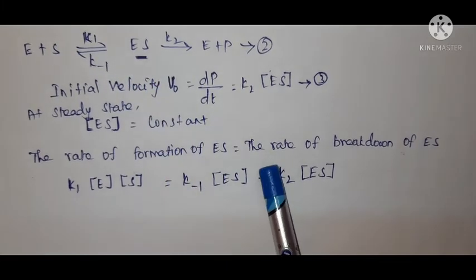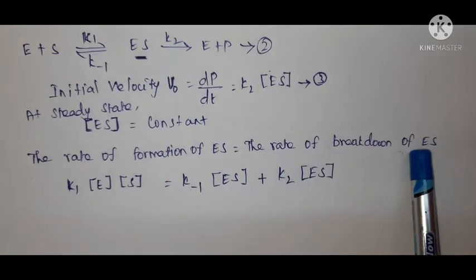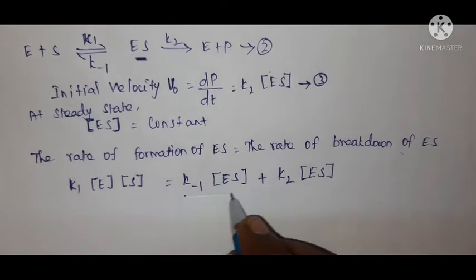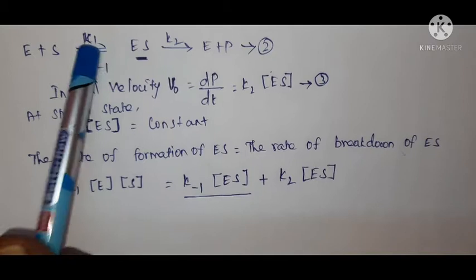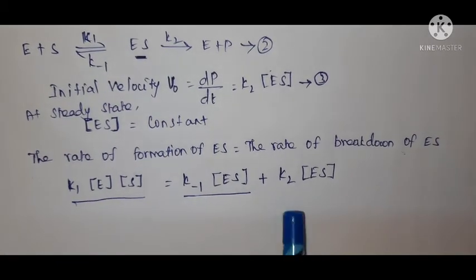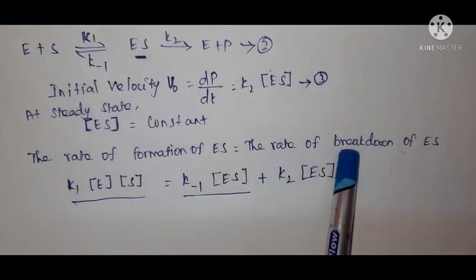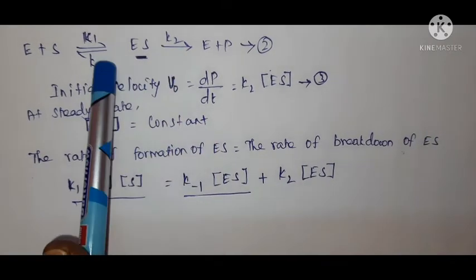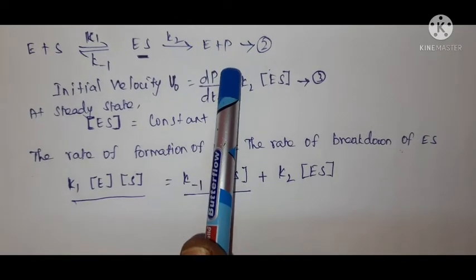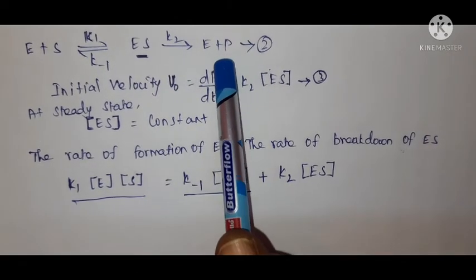Okay, so here in the rate of breakdown of ES, they will take out only this term, that is K minus 1 into ES and this K1 into E and S. But in the steady state approach, we are writing the rate of breakdown of ES as both the steps. Okay, we are including both the product formation. That is the positive point of your Briggs and Haldane.